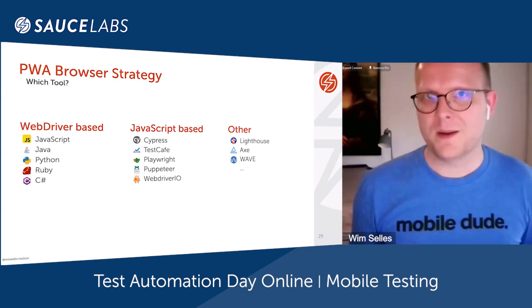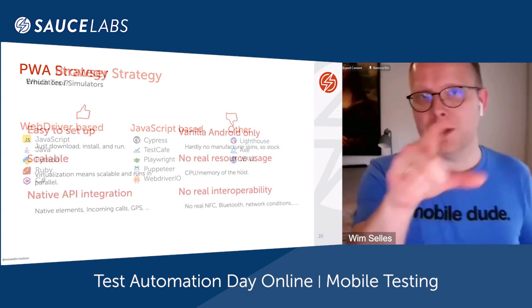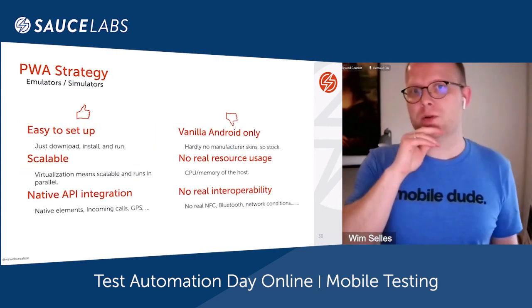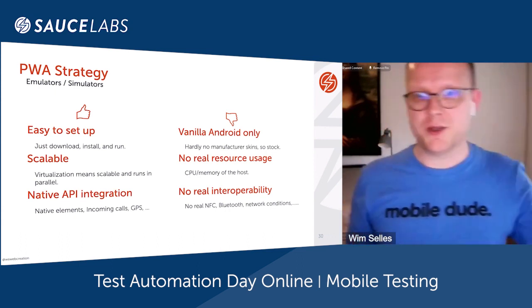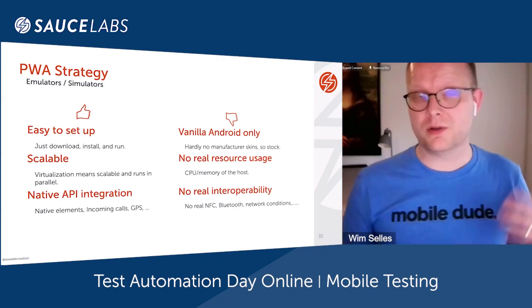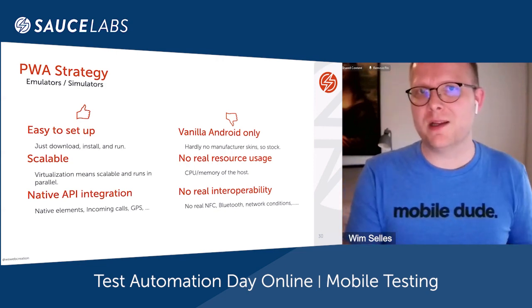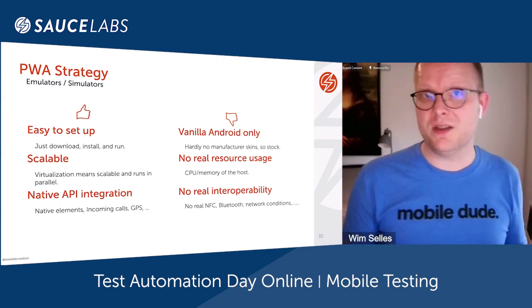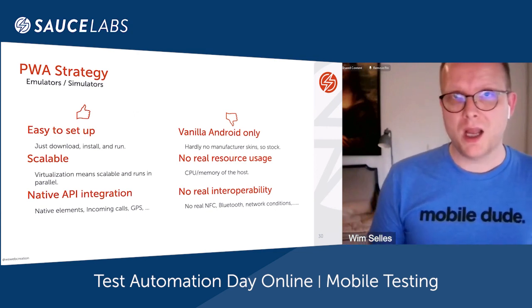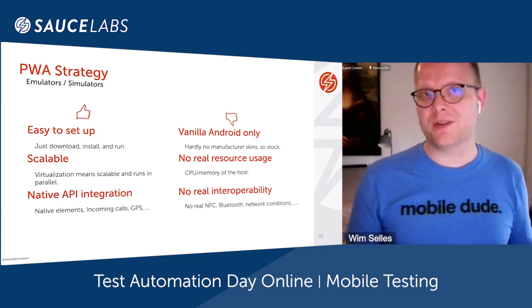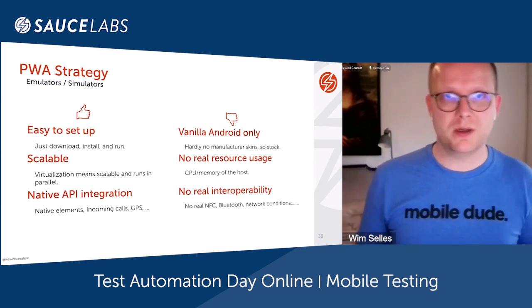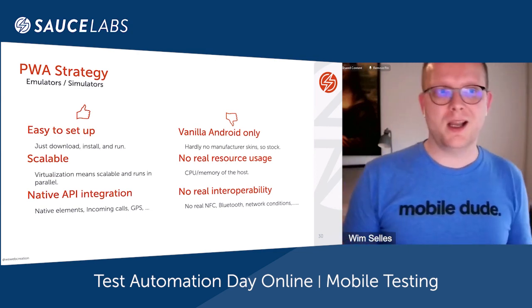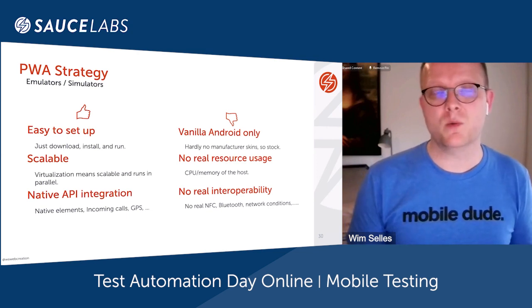Now let's take a look at emulators. If we look at emulators, then there are a few pros and a few cons. First of all, if you start developing, you can use a Mac or you can use Windows or Linux. You can just download emulators or you can download simulators. It's easy to set up, easy to run. It's also scalable. You have the same configuration, and you can run it on 10, 20, 30, or whatever amount of emulators or simulators that you want to use.